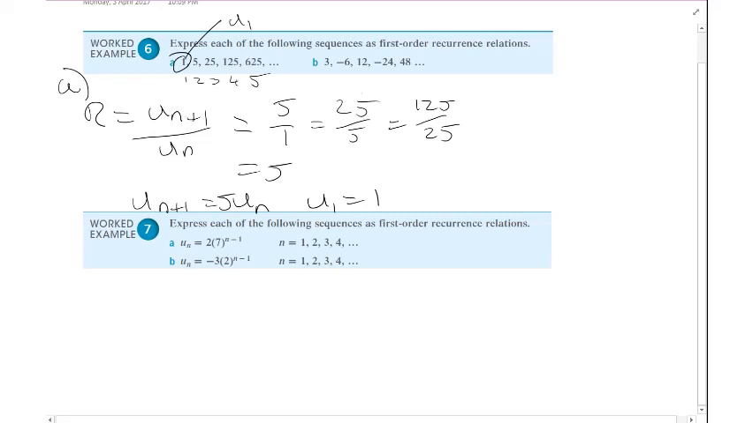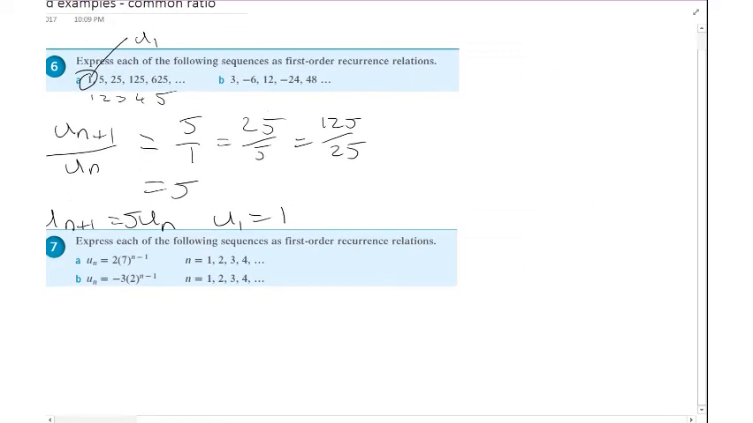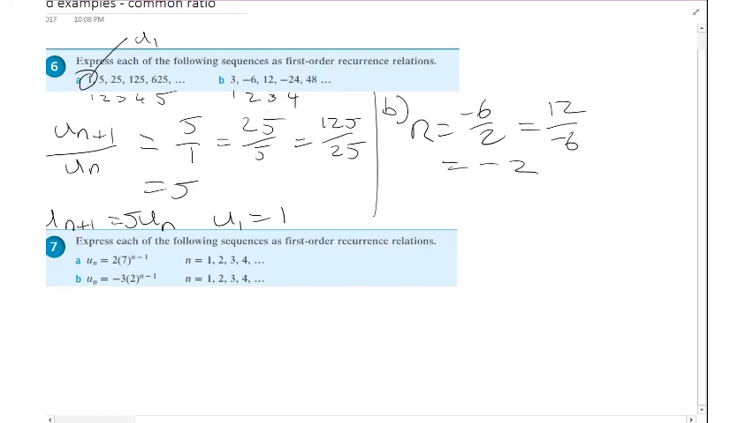All right, so the second one there, all it's really looking at is, I'm going to go, if I go B, I'll do the first couple, I'm not going to do them all. I'm going to go R equals minus 6 over 2, because that's the first, the second, the third, the fourth. I've got 12 divided by negative 6, and you can see the pattern, it's going to be negative 2.